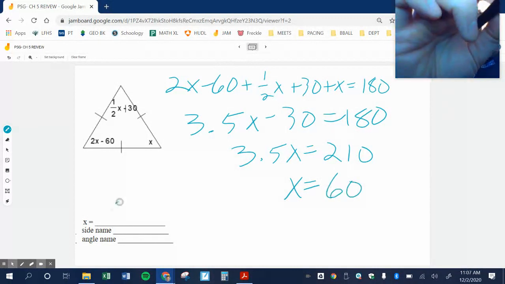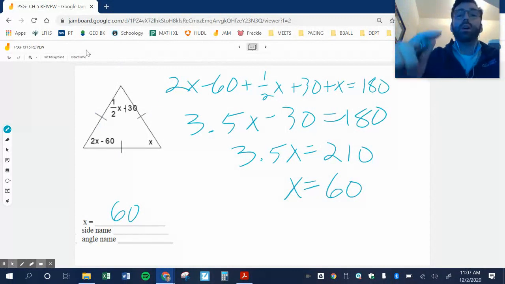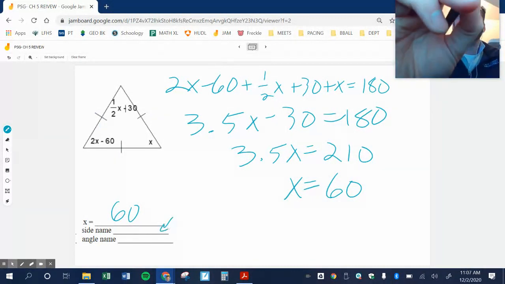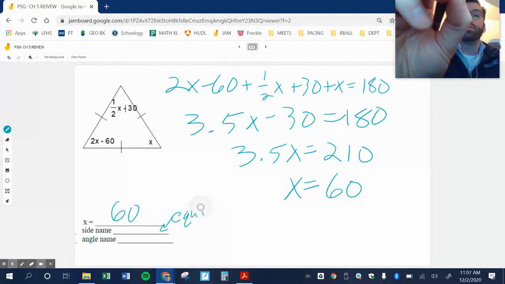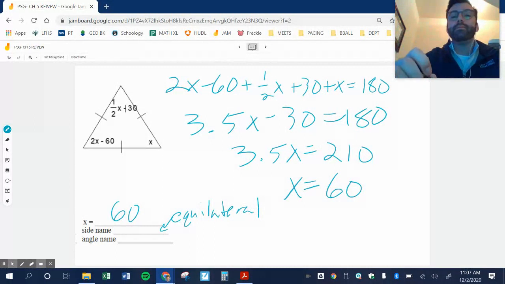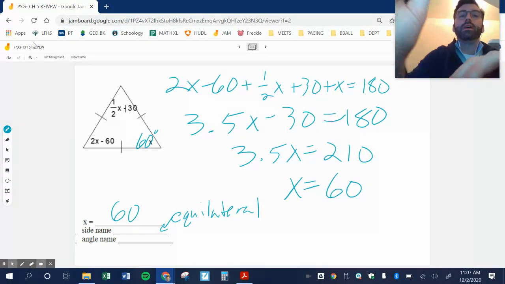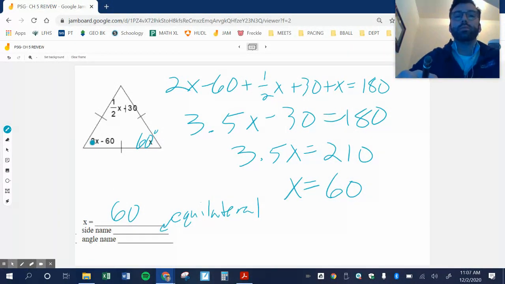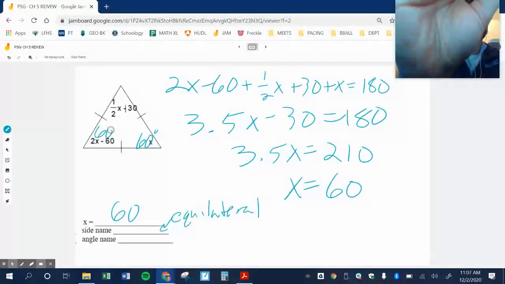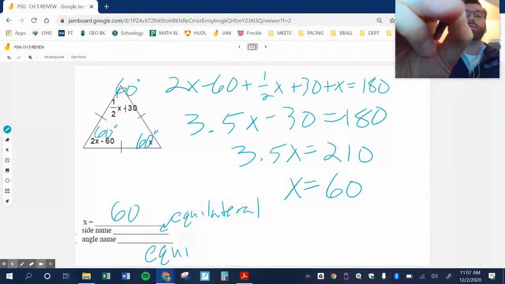I get 60. So if I look by its sides, all 3 sides are congruent. That tells me it is equilateral. Boom. If I classify by its angles, well, if this is 60, and if I plug in 60 here, 2 times 60 is 120 minus 60 is 60. If those two are 60, this last one has to be 60. So it's equiangular.